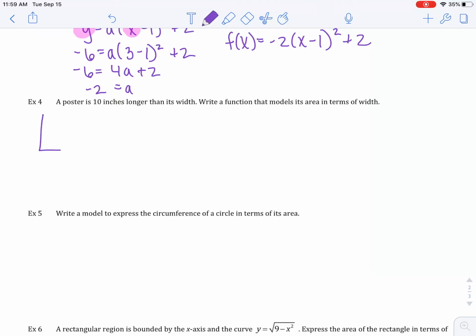So we have a poster. We have our length, we have our width. Okay. The poster is 10 inches longer than its width. I didn't say anything that the width is 5 inches or whatever. So I'm comparing the length, and I'm saying that it's 10 inches longer than the width. So we translate that. Length is 10 inches longer than the width.